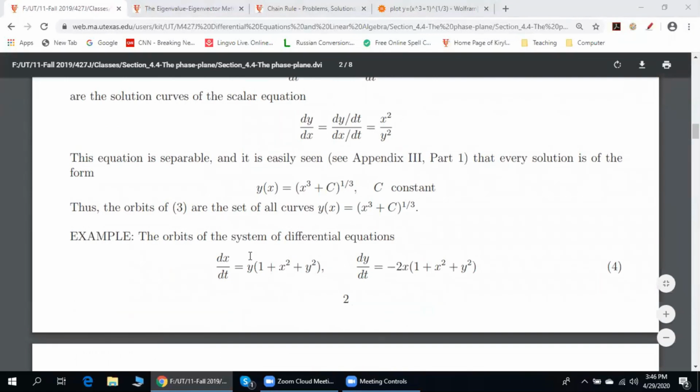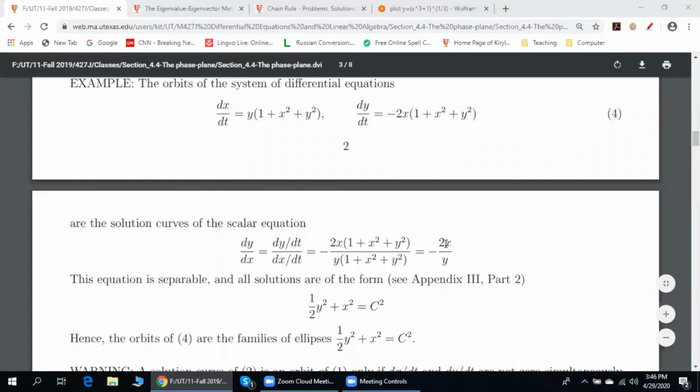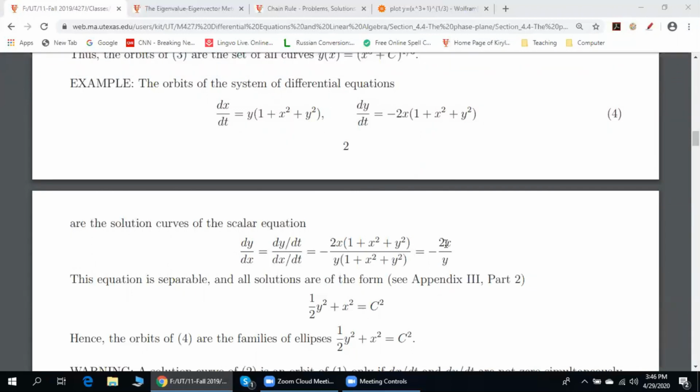Here's another example. We have a system of differential equations. We apply the same idea. dy/dx is equal to dy/dt, which is this, over dx/dt, which is this. We cancel out the common term, and the resulting equation is a separable equation. We solve it in Appendix 3, Part 2. The general solution is 1/2 y squared plus x squared is equal to c squared. So the orbits of our system are families of ellipses.